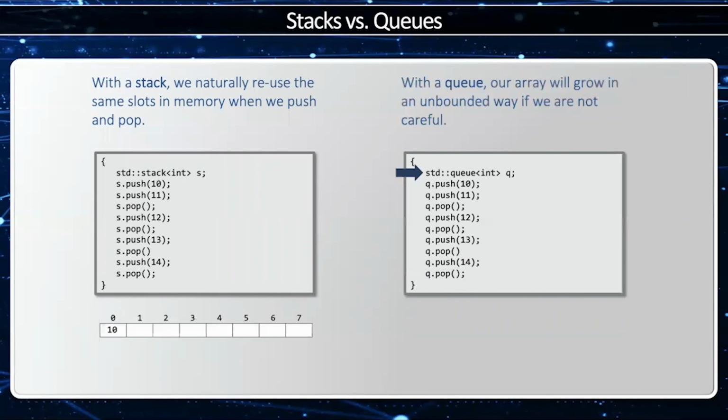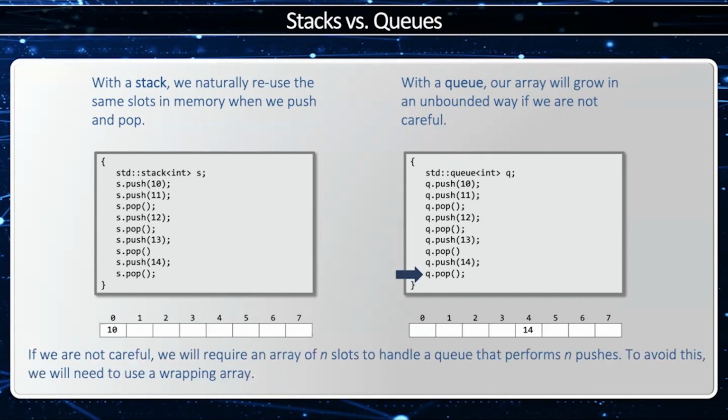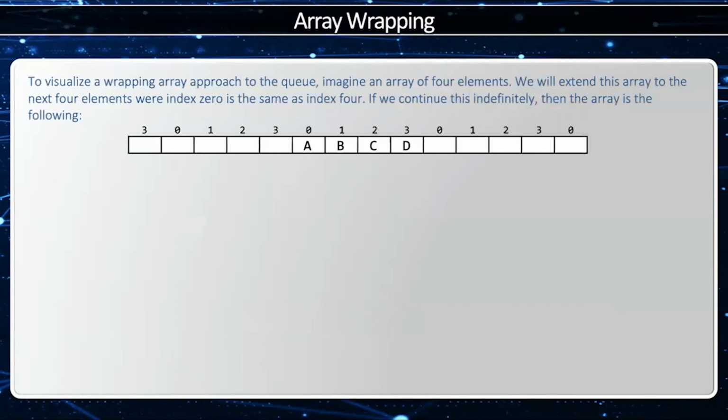Once again, I'm going to create a queue of 8 elements. When I say push, it goes in slot 0, push goes in slot 1. When I say pop, I remove slot 0, and then push goes in slot 2, pop, push goes in slot 3 and 4. Now, if we're not careful, we will require an array of n slots to handle a queue that performs n pushes. To avoid this, we need to reuse some of those slots more than once, and this is called the wrapping array implementation.